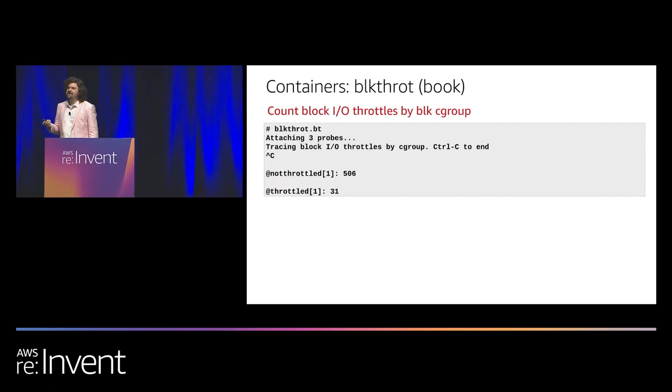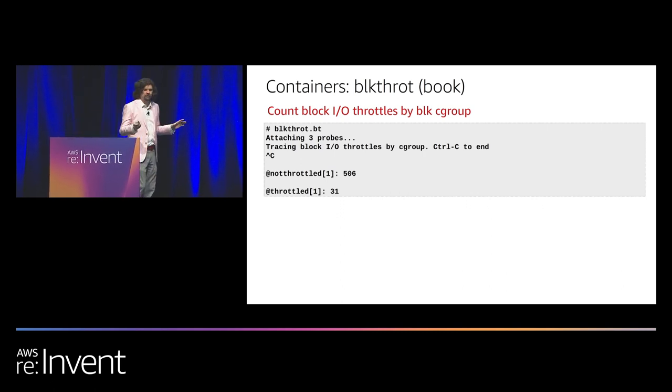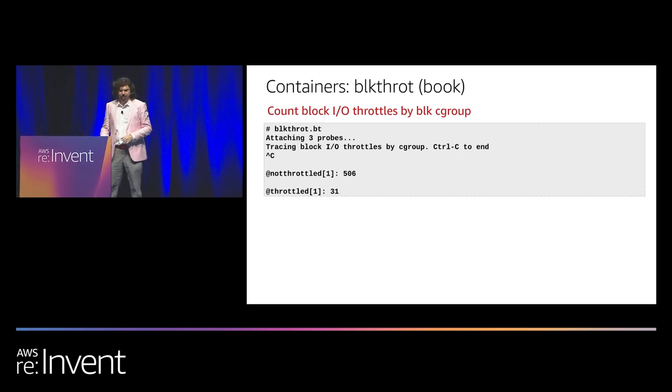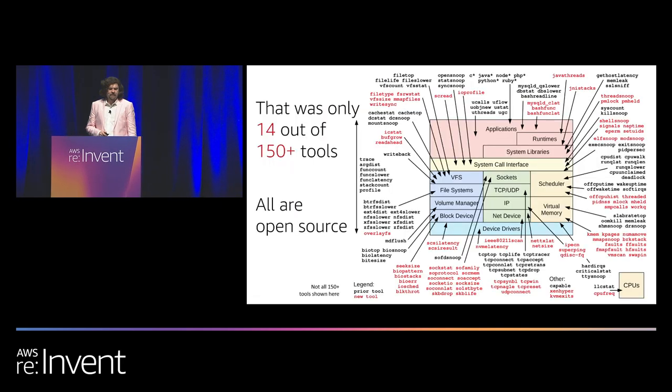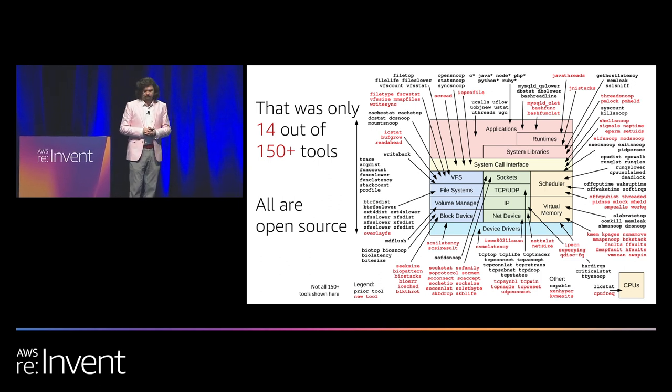And also as an example for containers, all the cgroups that throttle things and impose software limits. So I've got a tool for showing whether we were block IO throttled or not. That was a quick tour of only 14 tools out of over 150 that are all open source. I go through many in my book.